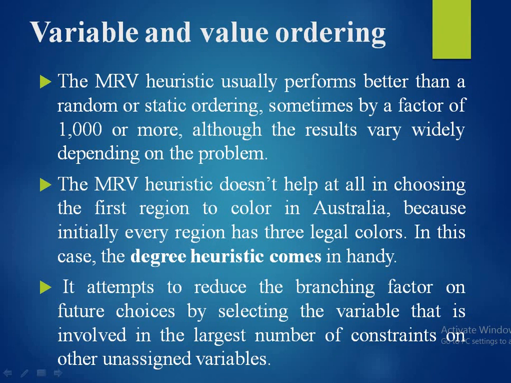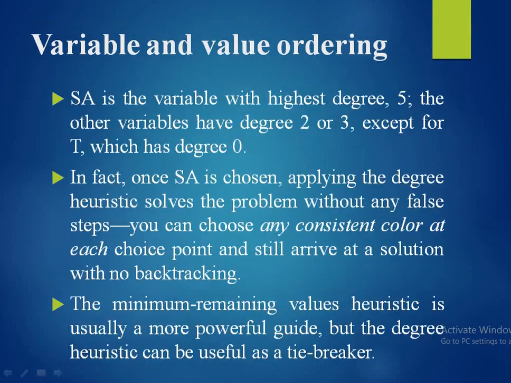It attempts to reduce the branching factor on future choices by selecting the variable that is involved in the largest number of constraints on other unassigned variables. So here SA is the variable with the highest degree, that is 5. The other variables have degree 2 or 3, except for T, which has degree 0. In fact, once SA is chosen, applying the degree heuristic solves the problem without any false steps.